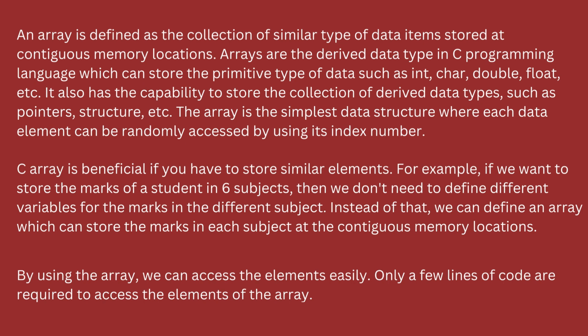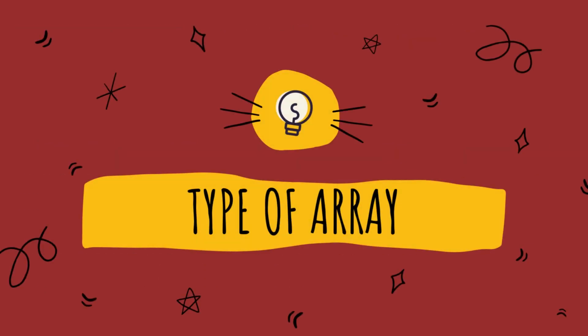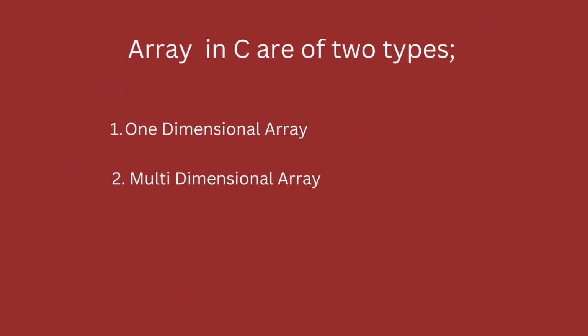Next point is the types of array. How many types of array can we create in C language? We can create two types of array in C language: the single dimensional or one dimensional array, and the multi-dimensional array, or we can say two dimensional array. In this video, we will cover the one dimensional or single dimensional array. In the next video we will cover the multidimensional array.